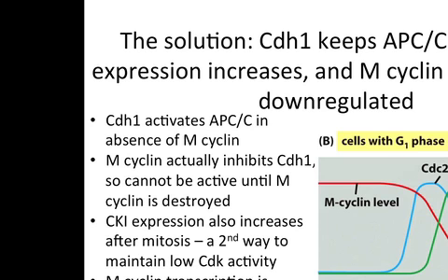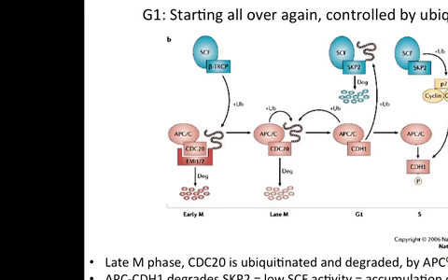Then you're also going to get CKI expression increasing after mitosis, and that's going to keep CDK activity low. In order to have a G1 phase, you need low CDK activity, so CKI will be expressed at higher levels to keep that. Also M cyclin transcription is lower because you need lower MCDK activity, and that happens in mitosis too. So not only are you going to degrade your M cyclin to turn off your MCDK at the end of mitosis, but transcription is also lower, so you're not making more. And so then you can go into G1, and you're going to start all over again.